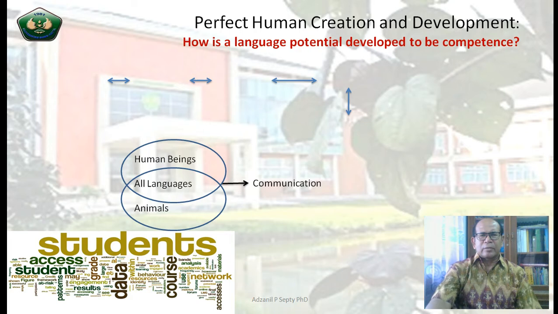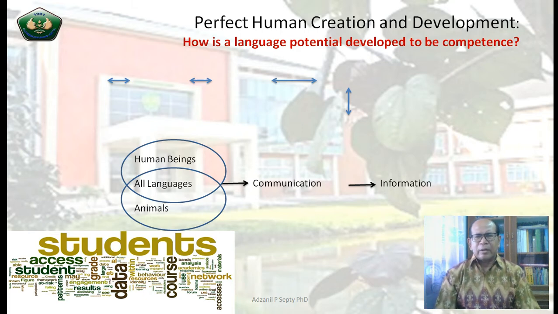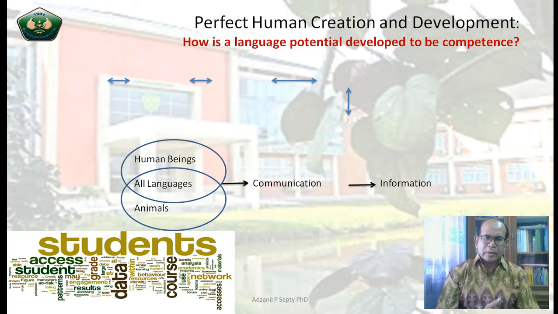Now, in order to make us communicate, of course we have a means called language. So all languages have been given to us as potential, and then there is the purpose of communication. What is communication for? Communication is very important for us to get information. We will not obtain information if we do not communicate. So that is the importance of communication, and the basic means that we need for communication is language. So that's why English is one of the languages in the world.